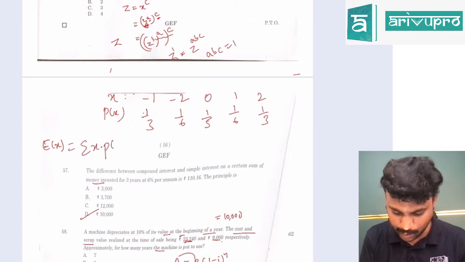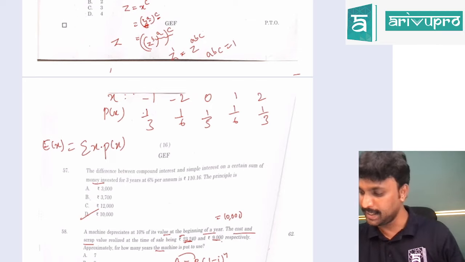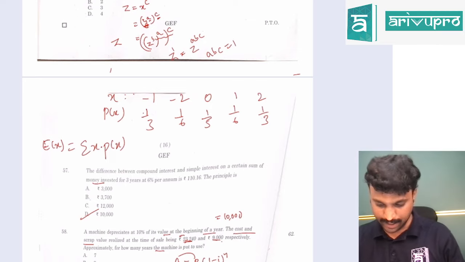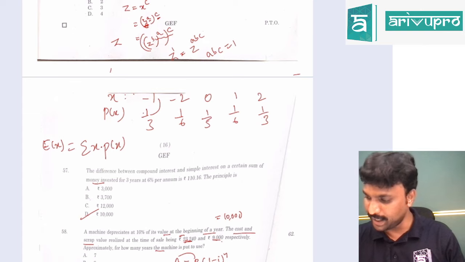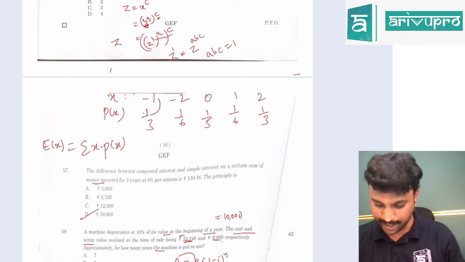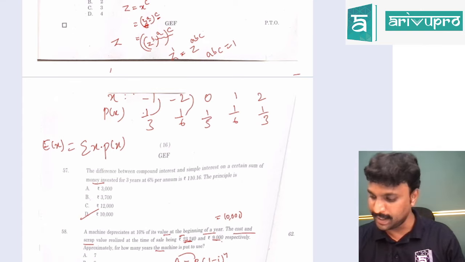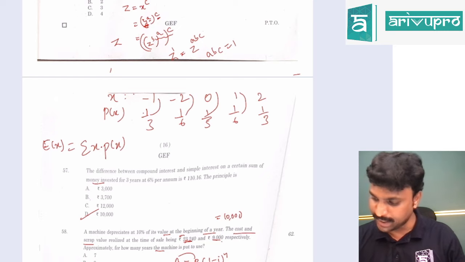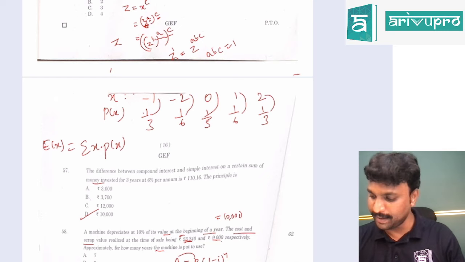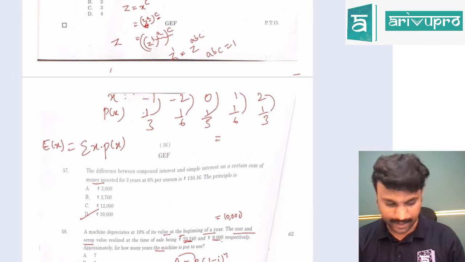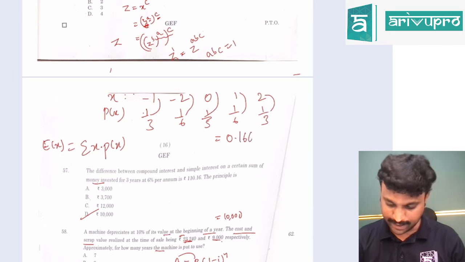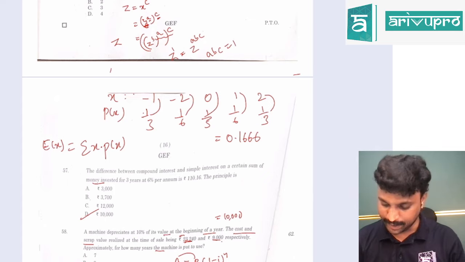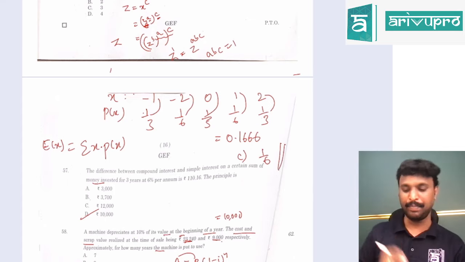What is the expected value of x? Summation x into p of x. Guys, take your calculator. 1 into 1 by 3 is 1 by 3. 1 divided by 3, it's a negative value, minus. 2 into 1 by 6 is 2 by 6. Type 2 by 6, it's a negative value, minus. 0 into anything is 0, no need to do it. 1 into 1 by 6 is 1 divided by 6. It's a positive value, plus. 2 into 1 by 3 is 2 divided by 3. It's a positive value, plus. So the answer is 0.1666. So option is 1 by 6. So option C, 1 by 6 is the answer, right?